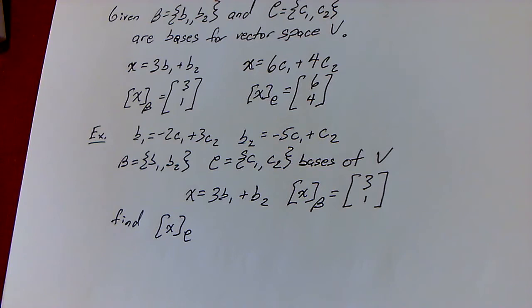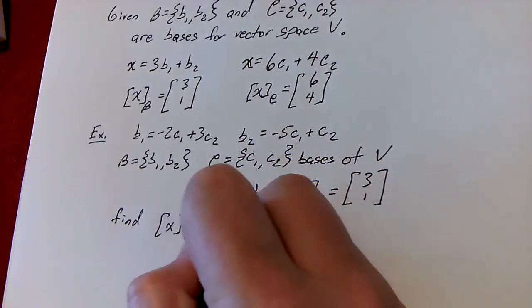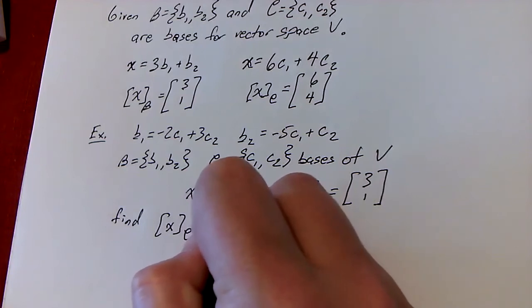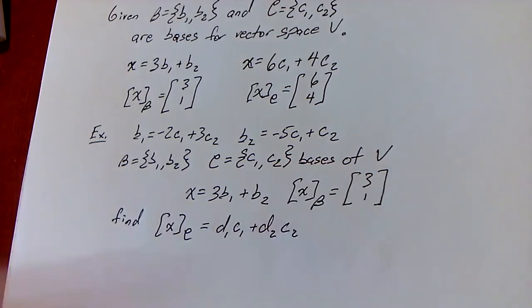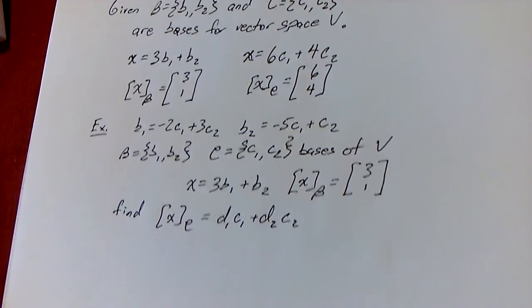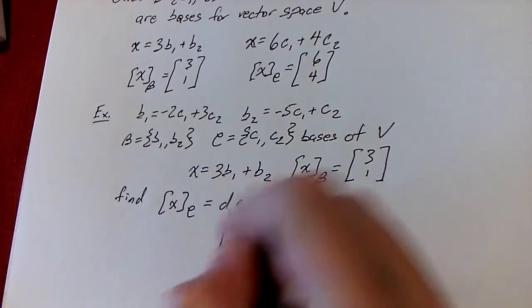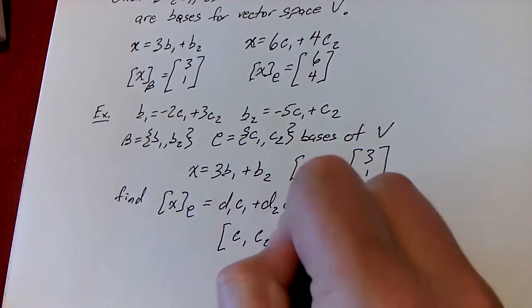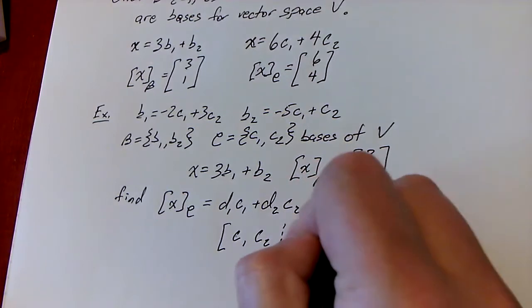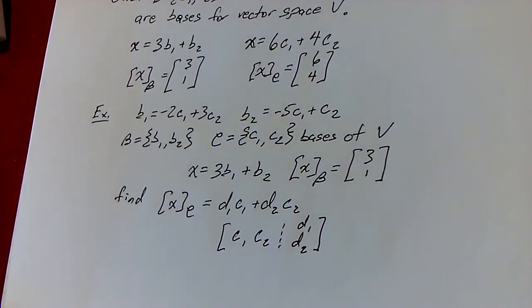Now, what is the coordinate vector of X in terms of C? Well, it should be some type of unknown. We're going to call them D1 C1 plus D2 C2. And I know I could set this up as an augmented matrix. If I knew the vectors, I would have C1 and C2 augmented with D1 and D2. Remember, this is a vector, D1, D2. And I could row reduce this and get that result. But I don't have that information.